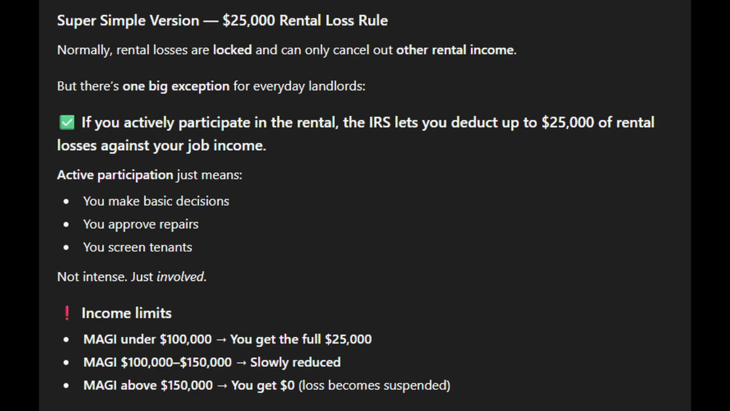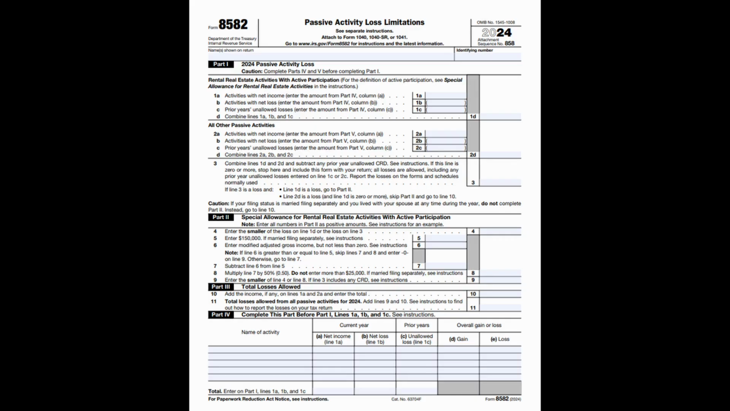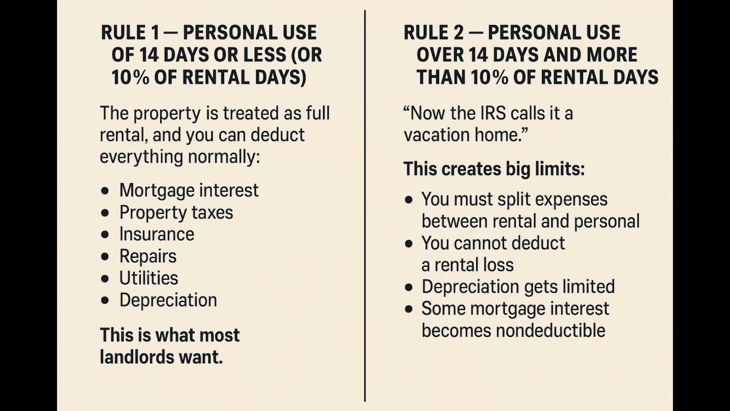So if you're involved in the rental and your income is under 100K, you can deduct up to 25K of rental losses against your W-2. Above 150K, you can't. You must use Form 8582 when you have passive losses, either new losses this year or lost carryovers from prior years. If the rental breaks even or makes a profit, you skip Form 8582. Then there's the personal use rules, the 14-day rule. Your personal use affects what you can deduct. Rule 1. Personal use of 14 days or less, or 10% of rental days.